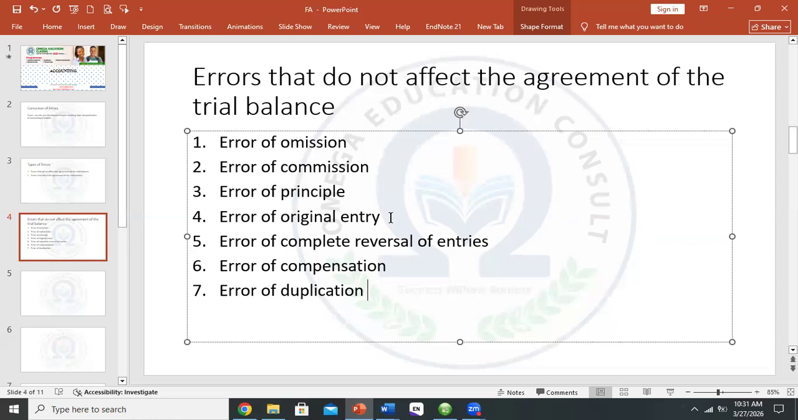Omission, duplication, at least these words are very familiar. Omission, duplication, principle. Today my professors are quiet, so what's up?